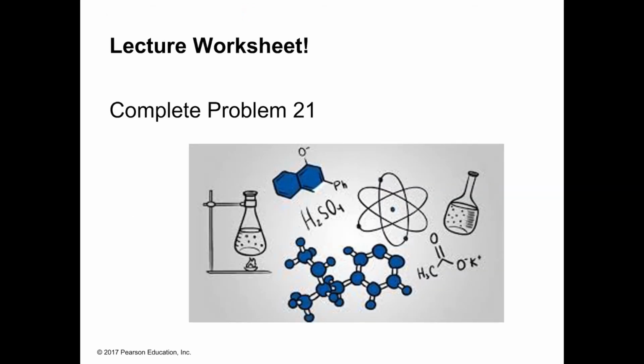So go ahead and do problem 21 on your Chapter 4 lecture worksheet. This is just identifying the atomic mass of each element.